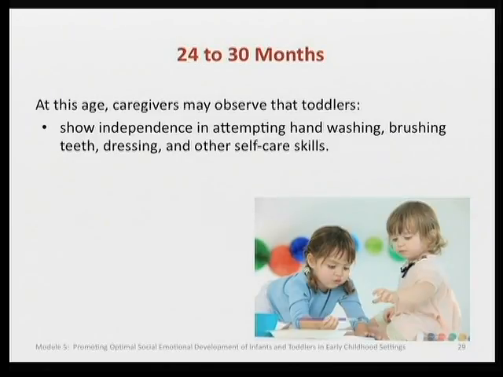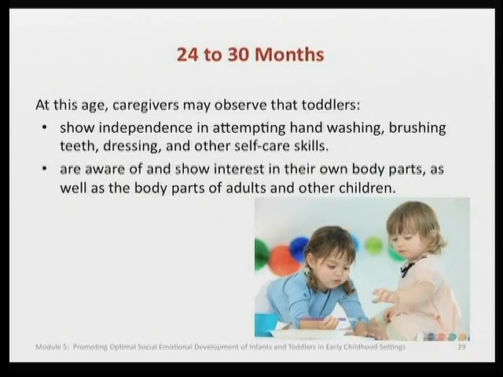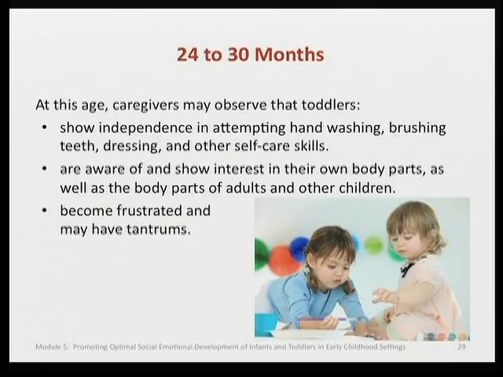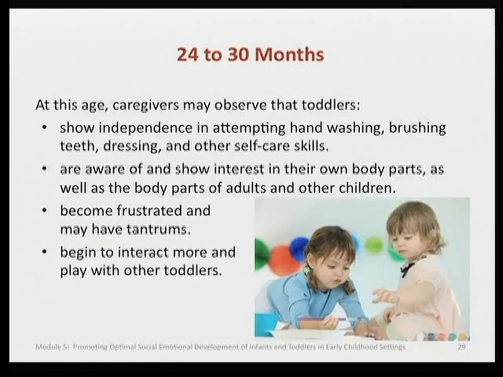As toddlers reach 2 years of age, caregivers may observe that they show independence in attempting hand washing, brushing teeth, dressing, and other self-care skills. They are aware of and show interest in their own body parts, as well as the body parts of adults and other children. As children begin to show independence, they also may become frustrated if they cannot accomplish what they want. This frustration may lead to tantrums. By age 2, children still play alone, but also begin to interact more and play with other toddlers.